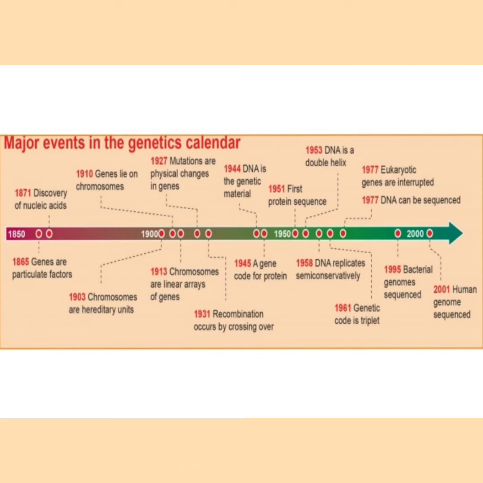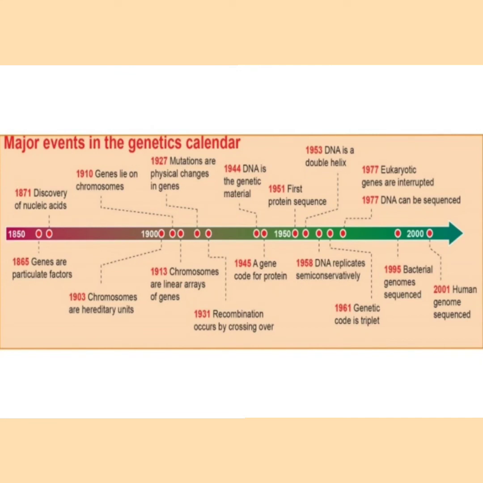In 1865, it was found that genes are particulate factors. In 1871, discovery of nucleic acids was done. In 1903, chromosomes were found to be hereditary units. In 1910, genes were found to lie on the chromosomes. In 1913, chromosomes are the linear arrays of genes. In 1927, mutations are physical changes in genes. And in 1931, recombination occurs by crossing over.